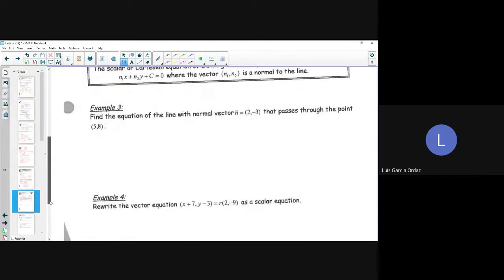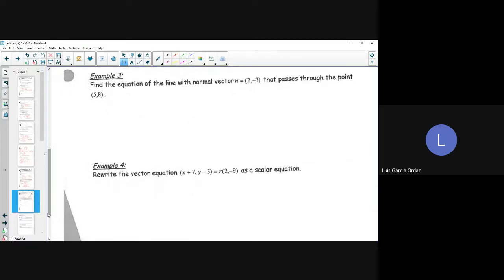So let's go to example 3. I want to find the equation of a line with a normal vector n, which is equal to 2 comma negative 3, that passes through the point 5 and 8. So what we can see from before, we have ax plus by plus c is equal to 0. My a and my b represent my normal vector. So my a is going to be my n1, and my b is going to be my n2. So I can technically already write this as 2x plus negative 3y plus c is equal to 0.